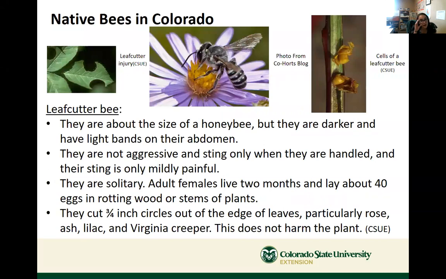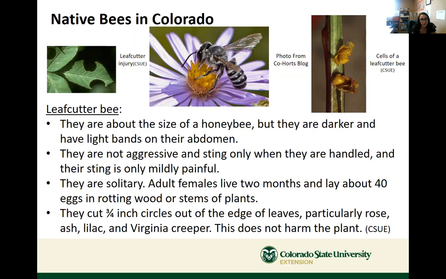Leafcutter bees. This is one that at the extension office we sometimes get calls about because they line their nests with pieces of leaves and they cut little circles out of leaves. So sometimes people will say, something's eating my Virginia creeper. They're eating these holes, and it's so obvious once you see the picture. That's a leafcutter bee. They're these nice, perfect little half circles. They're about the size of a honeybee, a little bit of a different color. They're a little darker. They're not aggressive.